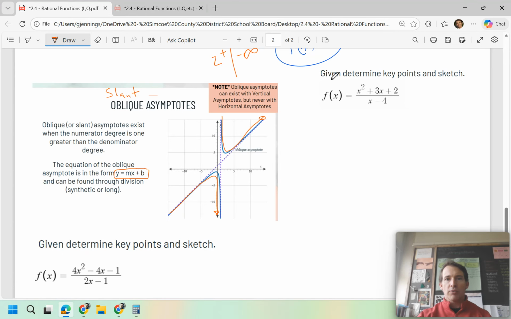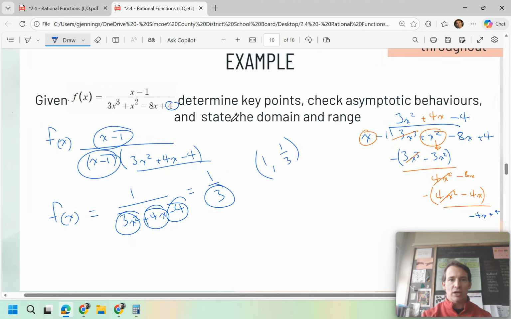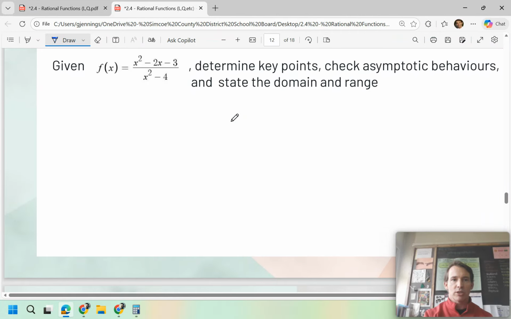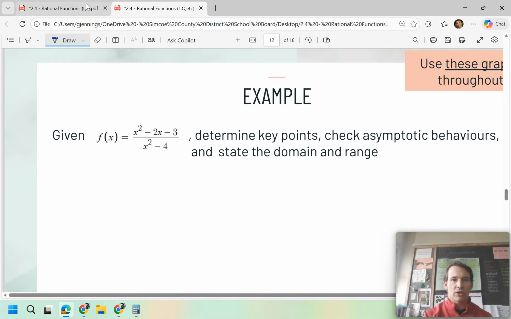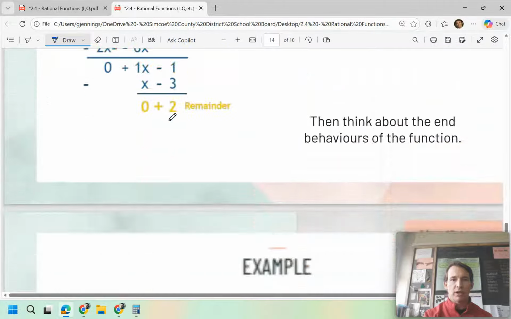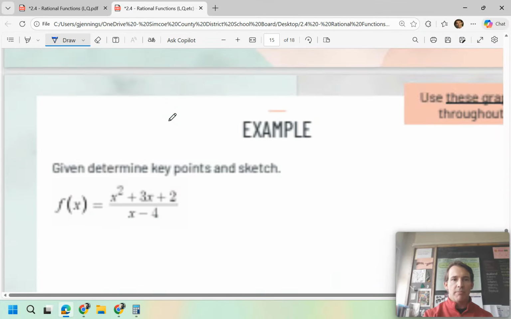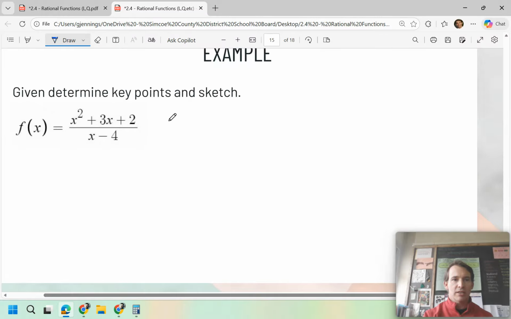Okay, so let's say we're given this function down here and we want to determine the key points and sketch it. I think I have it over here where I have a little bit more space. Where's slide 15? These are not numbered. It's over x minus 4. There we go. So let's do the example here.